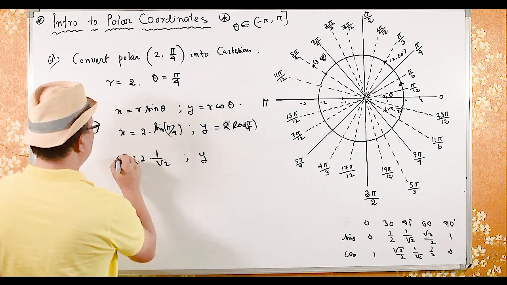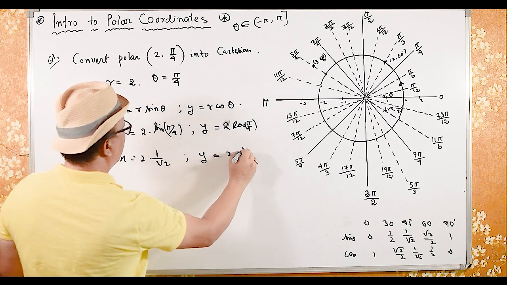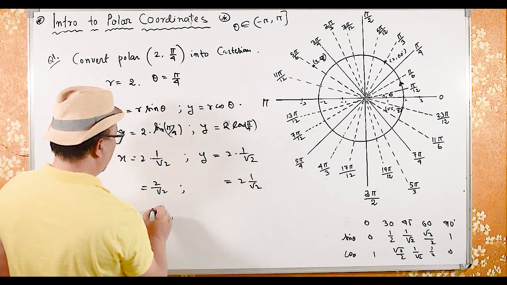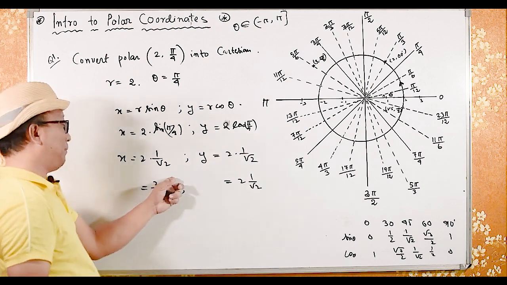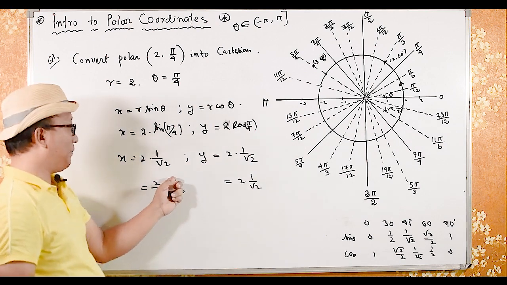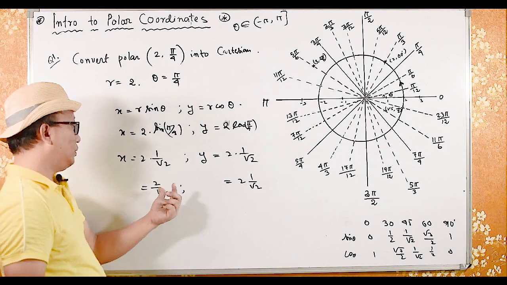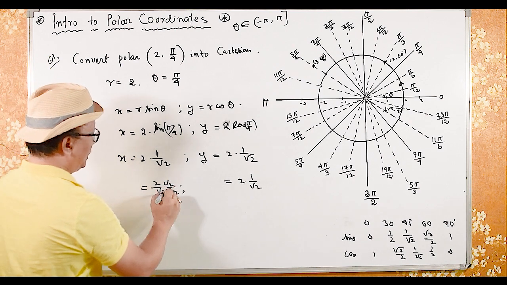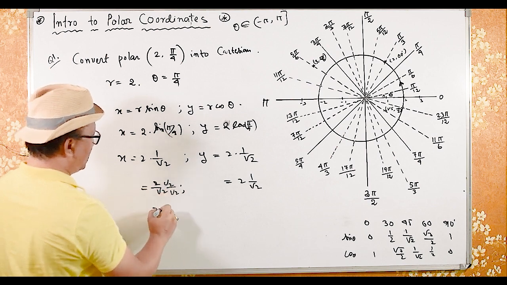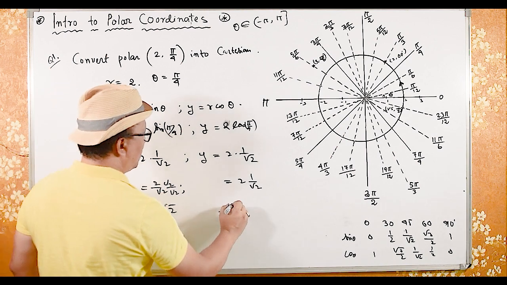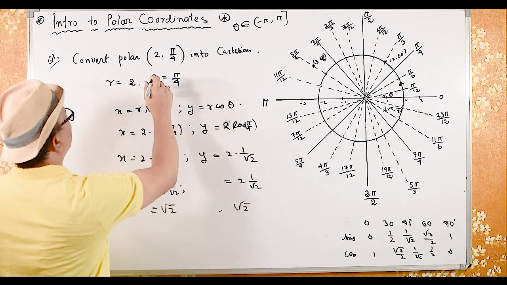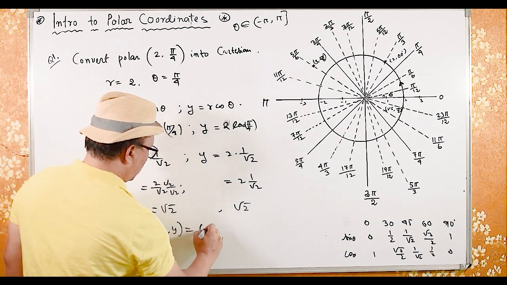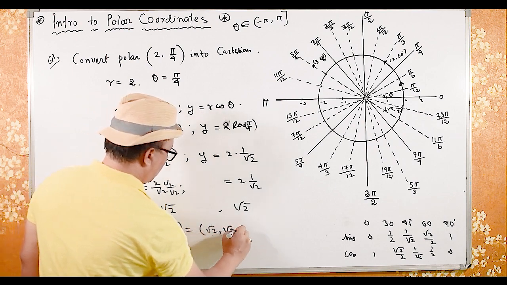So x equals 2 times 1 by root 2, which is 2 by root 2. I can multiply up and down by root 2, and root 2 gets cancelled. Root 2 upon root 2 cancels, and I am getting only root 2. Here also only root 2. So (x, y) equals (root 2, root 2).